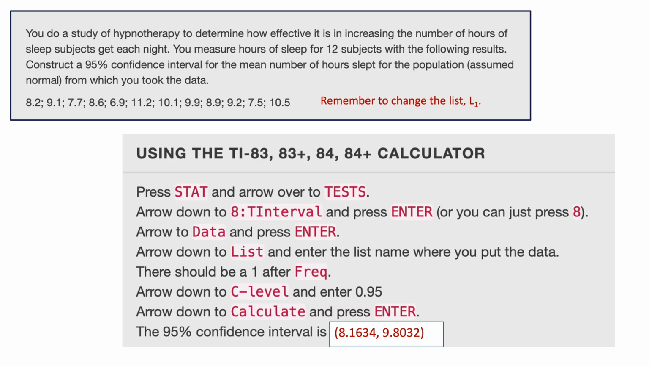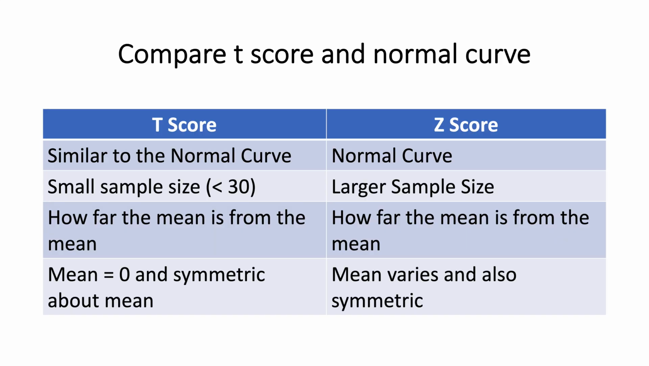Okay. Now let's just very quickly compare T-scores and normal curves and what there is about them that's similar and what there is that's different. Okay. A T-score is similar to a normal curve. A Z-score comes from a normal curve. A T-score is for small sample sizes. This is the biggie right here. Sizes 30 or less. Z-scores are for larger sample sizes.